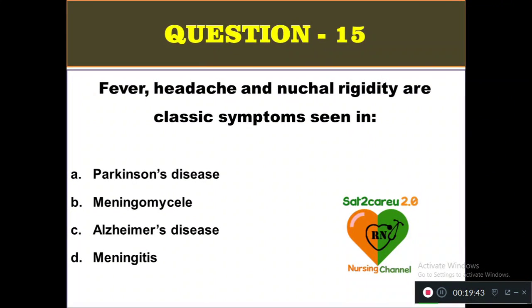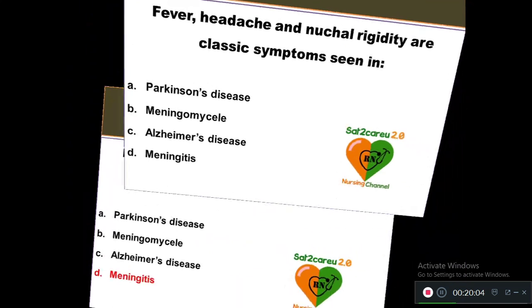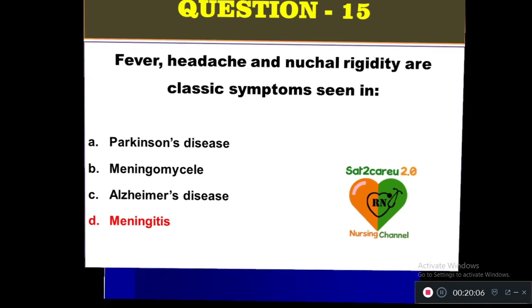Question number 15. Some medical surgical questions. Fever, headache, and nuchal rigidity are classic symptoms seen in option A. Parkinson's disease, B. Meningomyelocele, C. Alzheimer's disease, D. Meningitis. These are the classical symptoms of meningitis.